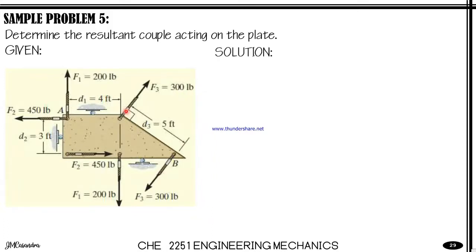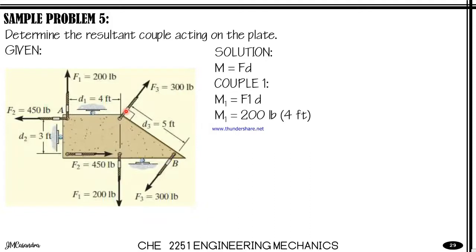So for our solution, we apply the equation M is equal to FD. For couple 1, we'll have M1 is equal to F1D1, wherein F1 is 200, D1 is 4 feet. So it will give us a value of 800 pounds per feet. If we're going to look at our diagram, both F1s will create a clockwise rotation.